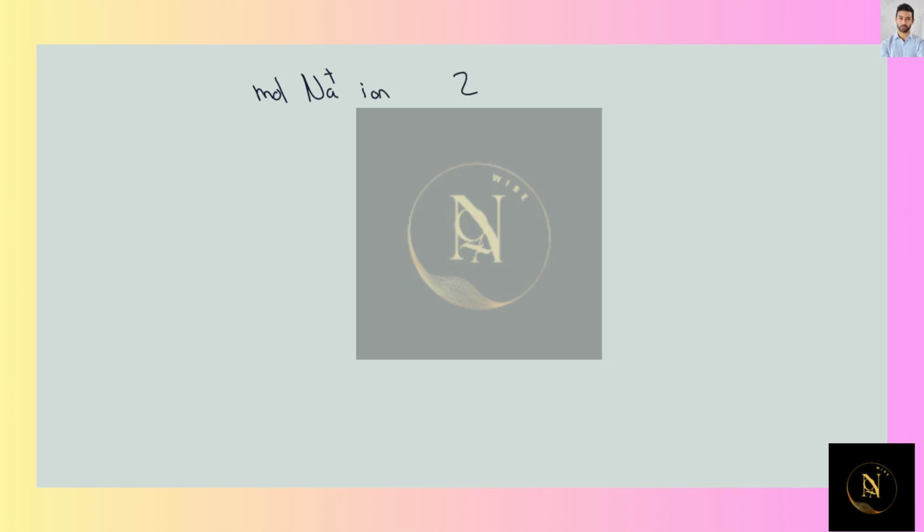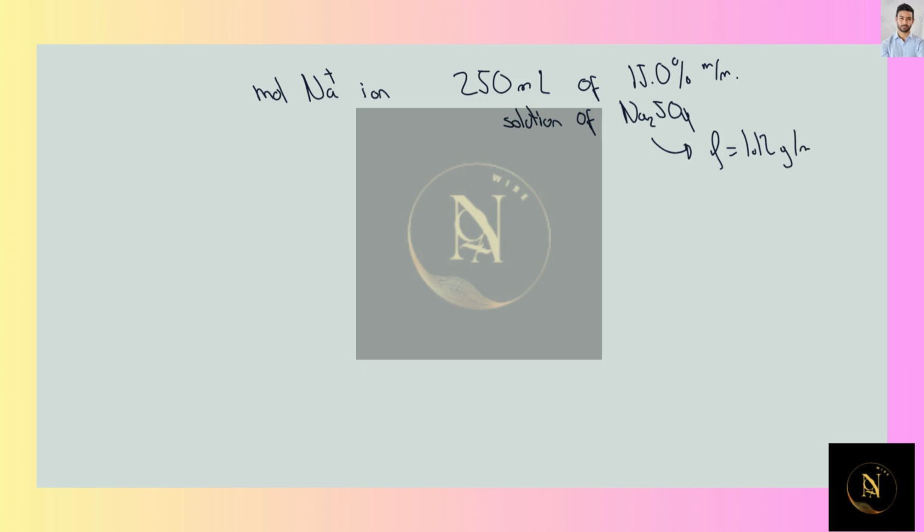Hi, so over here we're asked how many moles of the sodium plus ion are going to be contained in 250 milliliters of a 15.0% by mass solution of sodium sulfate. And we're told that the density for this solution is going to be equal to 1.12 grams per milliliter.